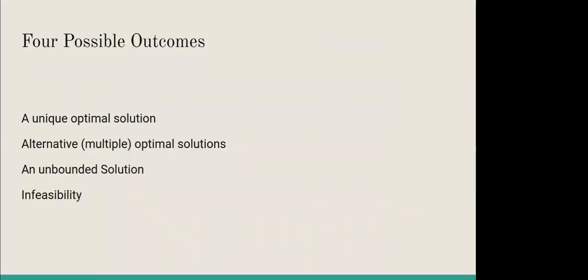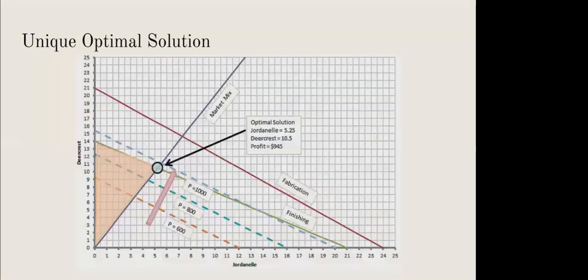As Scott said earlier, there are 4 possible outcomes to a solver equation: a unique optimal solution, alternative or multiple optimal solutions, an unbounded solution, and infeasibility. So as we just saw, this is what a unique optimal solution looks like, because this is the only solution which provides the profit maximum. It is the unique optimal solution.